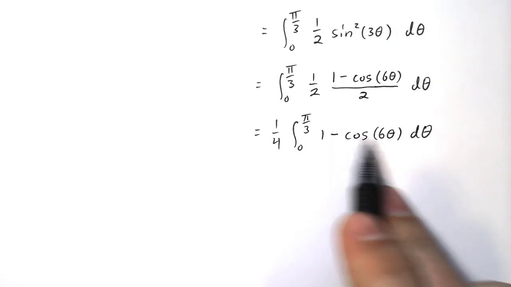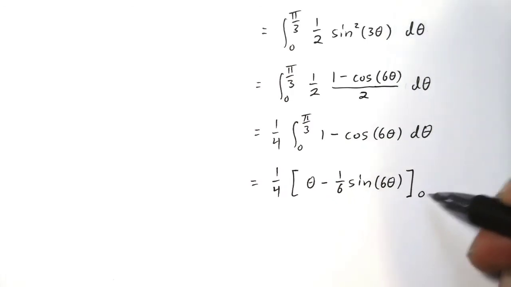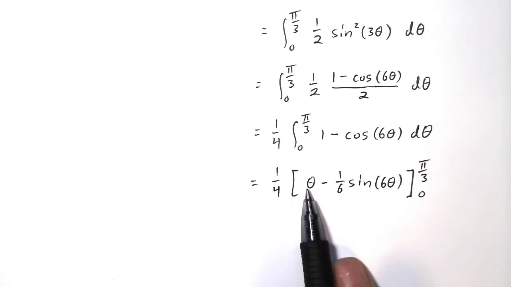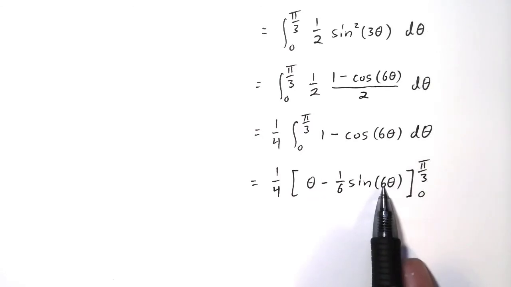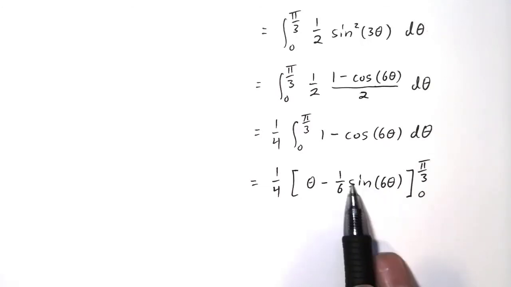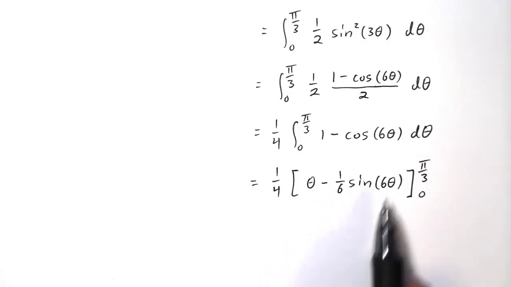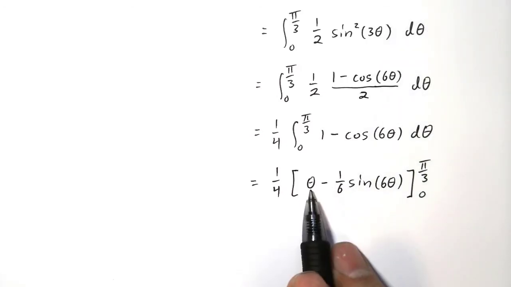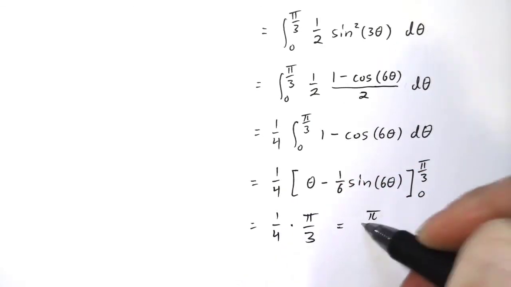All right, so these are not too hard to antidifferentiate. And I'll evaluate this from 0 to pi over 3. Okay, well, if I plug pi over 3 in here, this becomes pi over 3, right? Then I get sine of 6 theta. Well, pi over 3 times 6 is 2 pi. Sine of 2 pi is 0. So this whole thing is 0. And when I plug 0 in here, I get 0 minus, well, sine of 0 is 0, so it's gone. So the only thing I get is just when theta equals pi over 3. And so we have 1/4 times pi over 3, and that is, of course, pi over 12.